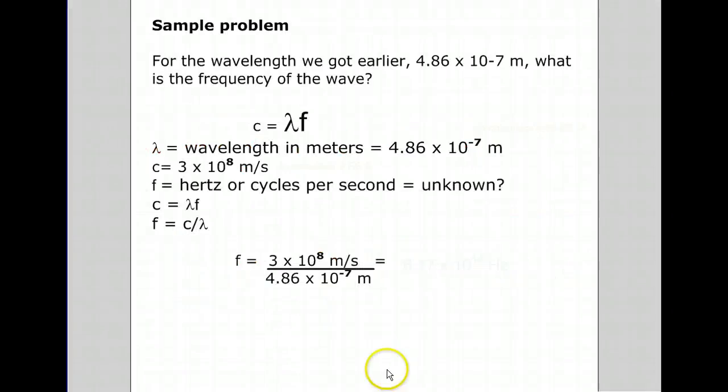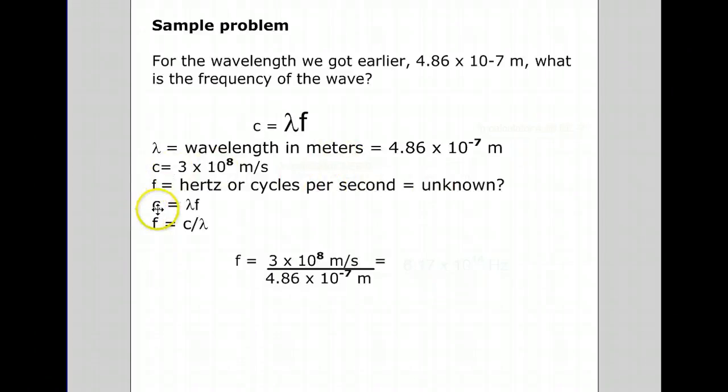Okay, so let's look at a sample problem. Let's look at the wavelength we got earlier, 4.86 times 10 to the -7th, and find out what the frequency of the wave is. Okay, step 1, let's list what we know. We know the wavelength is 4.86 times 10 to the -7th meters. We always know the speed of light. Speed of light is a constant, so 3 times 10 to the 8th meters per second is the speed of light. So our unknown is the frequency. Frequency is hertz or cycles per second, and that's our unknown. So we've listed out what we know and what we don't know.